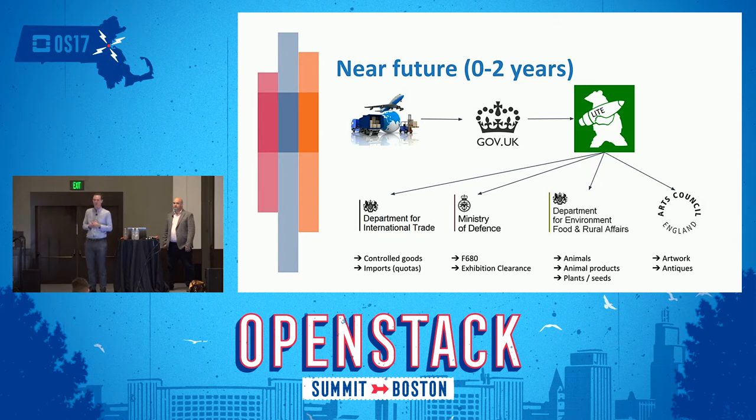So in the near future, currently what I'm showing you is from the Department for International Trade, looking at controlled goods. But we're actually looking at how we can extend that out to other services, so Ministry of Defence, Department for Environment, and Arts Council. That covers different types of licensable goods. We've got artwork, animals, plants, and they all have a commonality. It's all a complex case management system. So it's looking at how we can reuse patterns and components to deliver an efficient service for the whole of government.